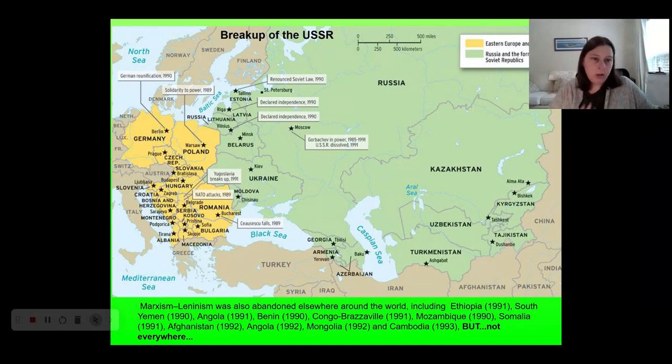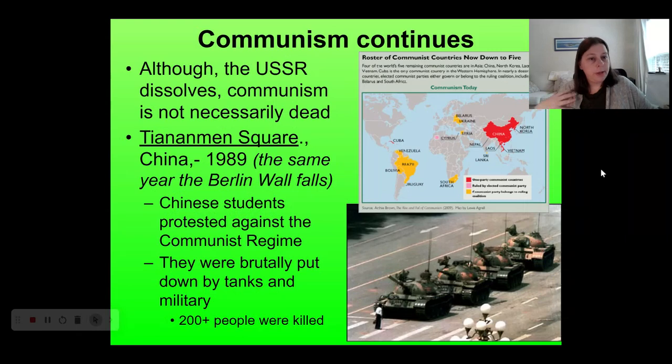Although Soviet-style communism is dead in 1991, keep in mind that that doesn't mean there's no more communism. China remains a center of essentially communism, right? Although their government is definitely shifting over the next few decades as well. The same year that the Berlin Wall comes down, 1989, the Chinese government brutally puts down similar style kind of like student-led protest in its government in an incident that's called the Tiananmen Square incident.